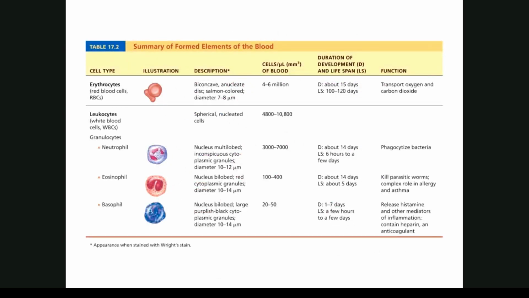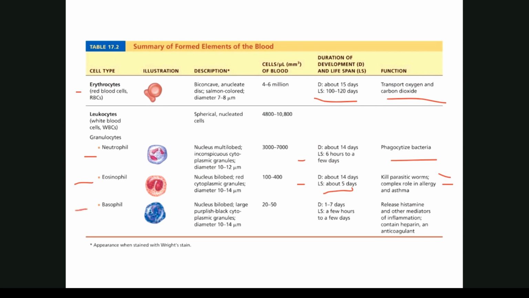See, the erythrocytes are red blood cells. They take 15 days to develop, live 100 to 120 days. They're for oxygen transport. Neutrophils, again, take 2 weeks to form, live anywhere from 6 hours to a few days, and they phagocytize bacteria. Eosinophils, 14 days to develop, live about 5 days. They kill parasites. They have a role in allergy, asthma, as well as fungal infections.